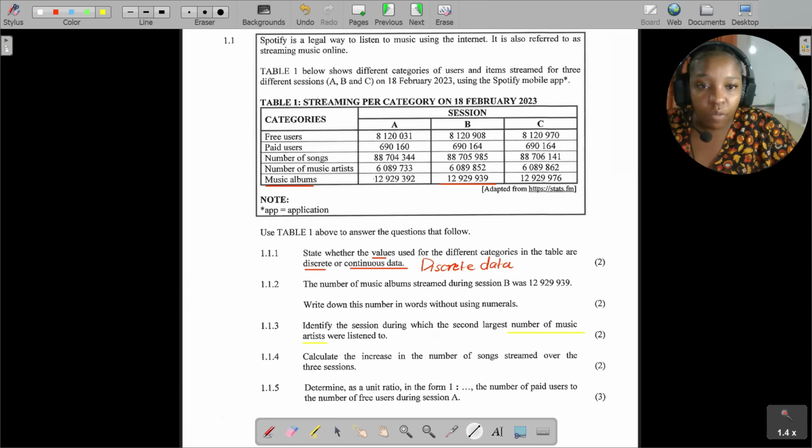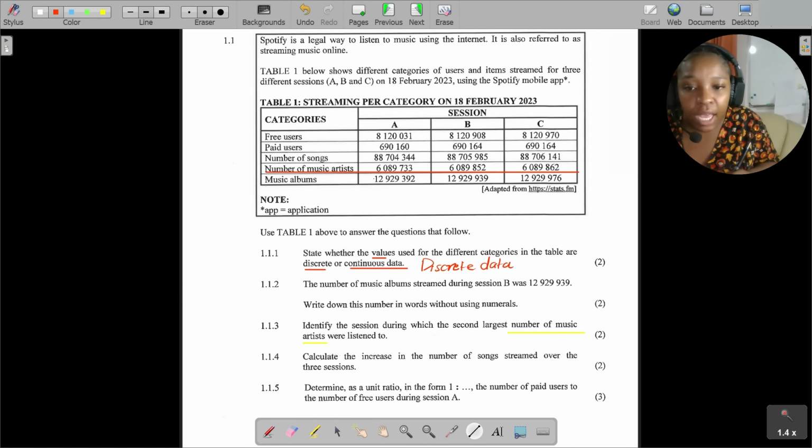So in this case, we are focusing on the number of music artists. So where are the number of music artists? Basically that tells us that we want to focus on the number of music artists, right? That's what we're focusing on there, right? So we want to identify the session during which the second largest number of music artists were listened to. So what is the second largest number of music artists, right?